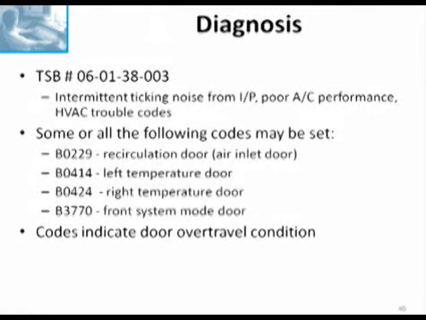So as he's diagnosing this thing, one of the steps that you always want to perform when you're dealing with something that has a code for an electronic device is to see if there's a TSB. And sure enough, there's a TSB for intermittent ticking noise, poor AC performance, and includes a P0229 DTC. So the TSB says that this means that you've got an indication of a door over travel condition. So the door is going too far in one direction or another.